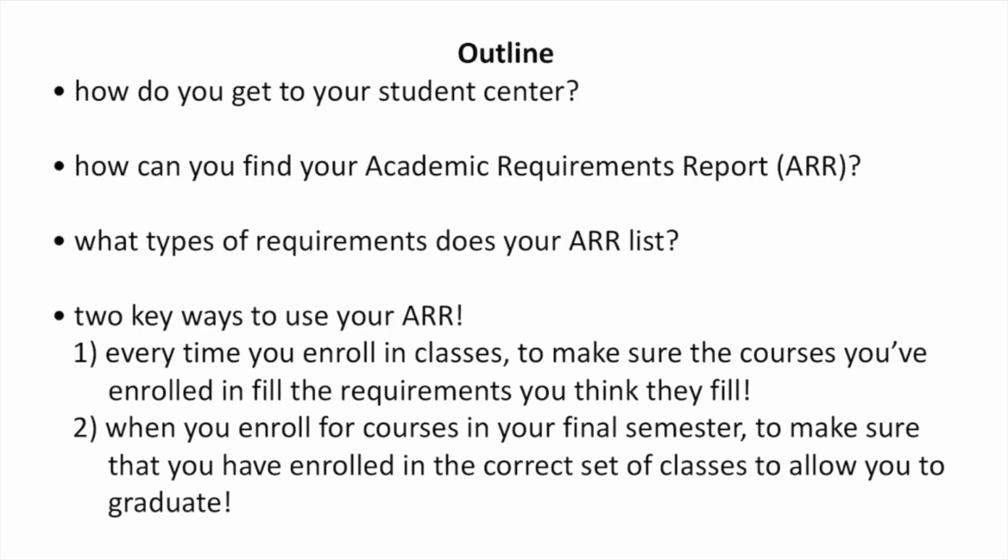Of course, in general, the ARR is useful because it's a list of everything you need to do and whether or not you've done it, so it's an overall guide to what you need to do. But there are 2 really specific ways that you can use it. First of all, every time you enroll in classes, you can go to your ARR to make sure that the courses you've enrolled in fill the requirements you're thinking that they will fill. Second, in your final semester, it's really important to check your ARR as soon as you enroll for courses to make sure that you've enrolled in the correct set of classes to allow you to graduate.